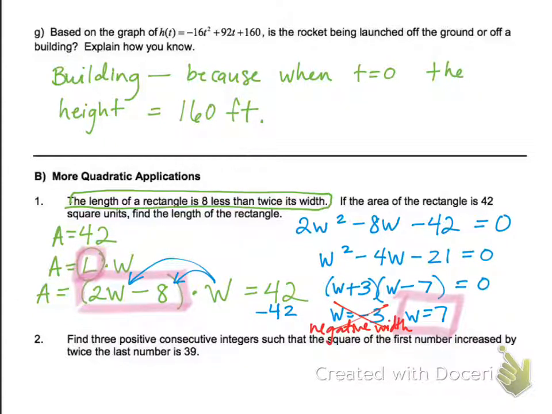So then it says find the length of the rectangle. So 2 times 7 minus 8 gives me 6. So the length would be 6.